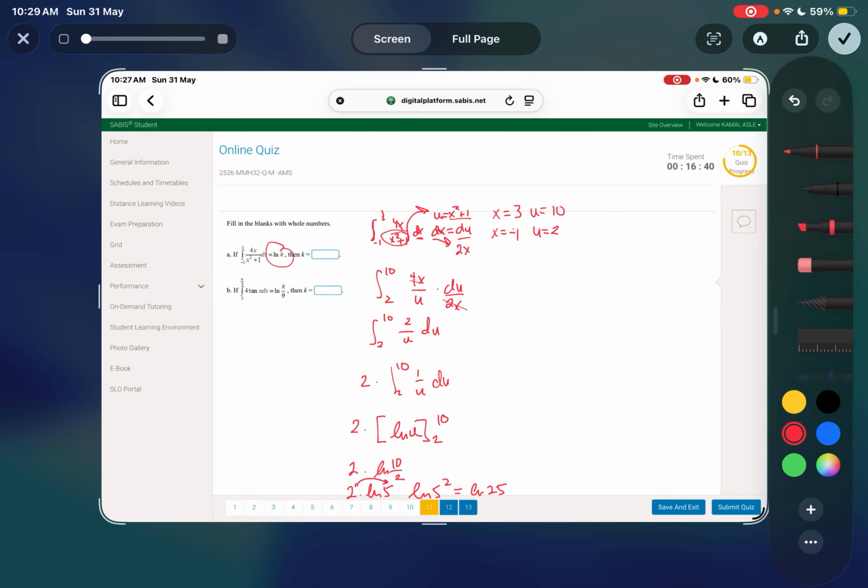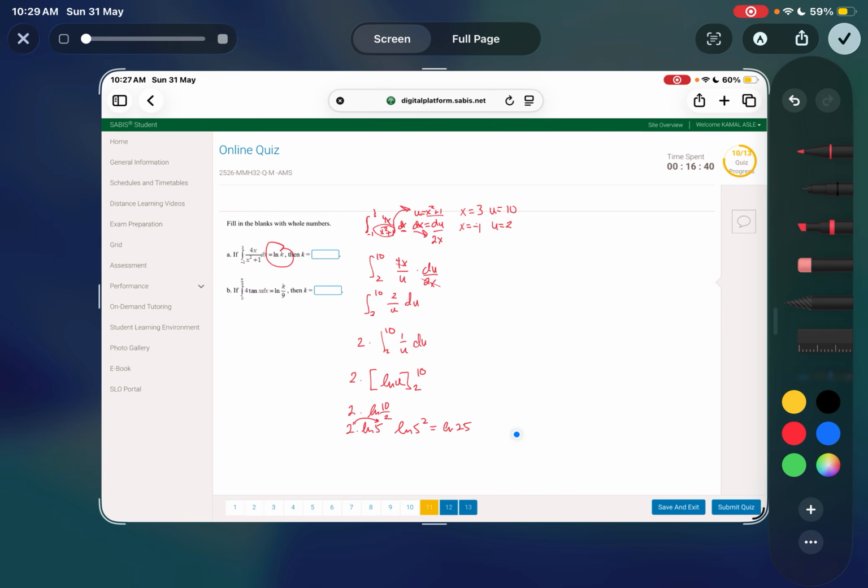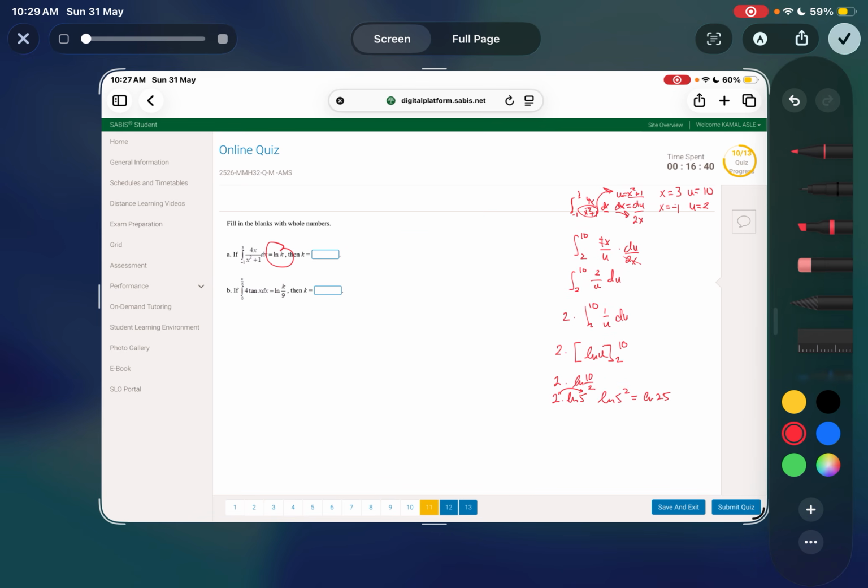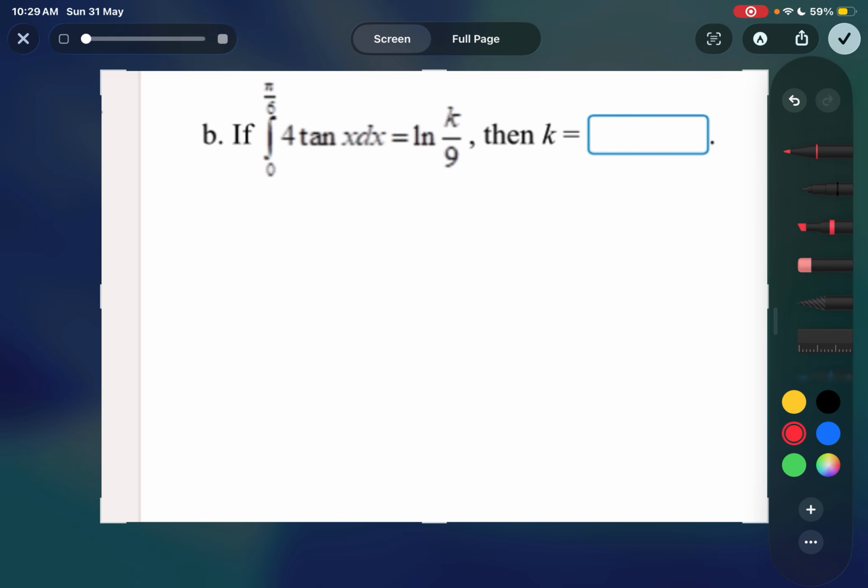This part A is simple, but part B is a bit tricky because you know the pi over 6 and tan and all of that stuff. Okay, so let me just move it about here, and let's do B. So they gave you the integral from 0 to pi over 6 of 4 tan x dx.